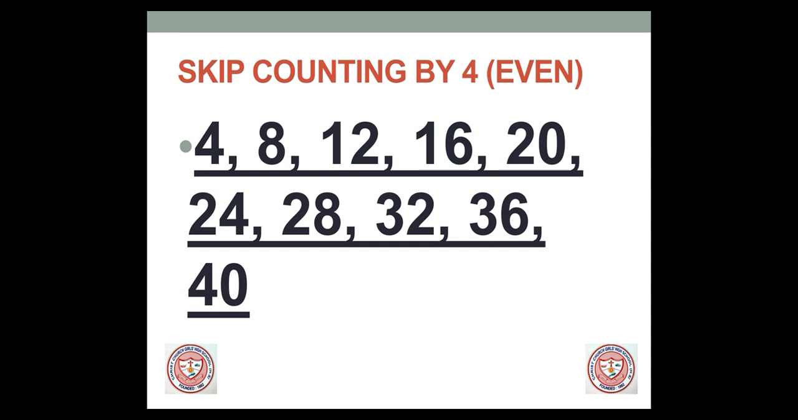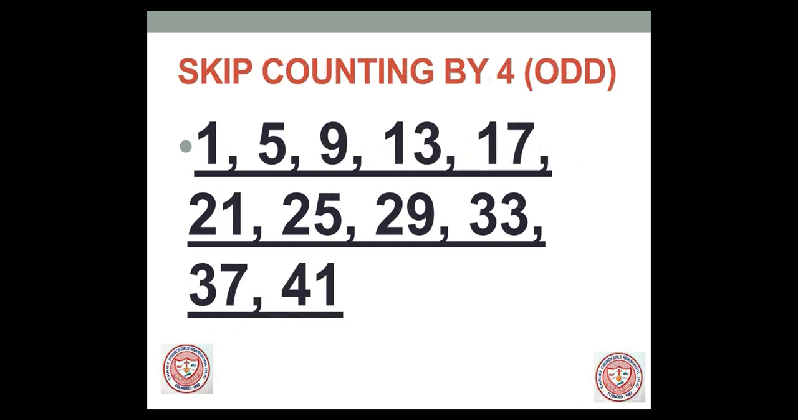Thus, the above counting shows a series of even numbers, and if we start counting from 1, then the counting will become as odd number series such as 1, 5, 9, 13, 17, 21, 25, 29, 33, 37, 41, and so on.